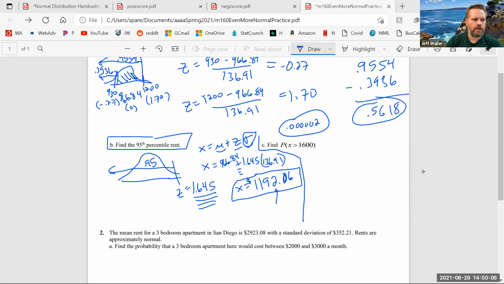All right. Let's do this problem real quick. There's a weird little thing that happens on this problem I want you to be aware of. So let's draw this bad boy out. Here is the mean, 966.84. And then 1600 is going to be way up there. Right? So we're going to make a z-score out of this.